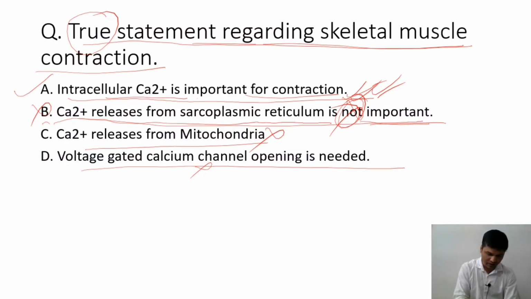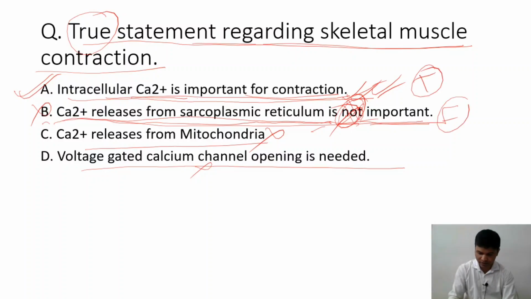So the answer will be intracellular calcium is important for contraction. If it were written here that calcium released from sarcoplasmic reticulum is important, then it would be the right choice, but it's not written here. So this is the true statement and the others are false statements. These two are also false.